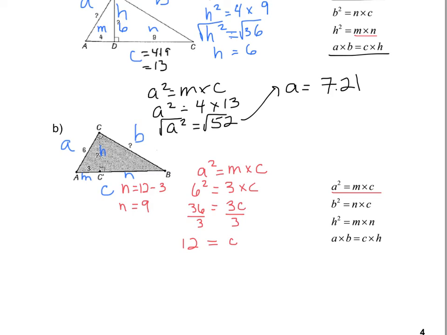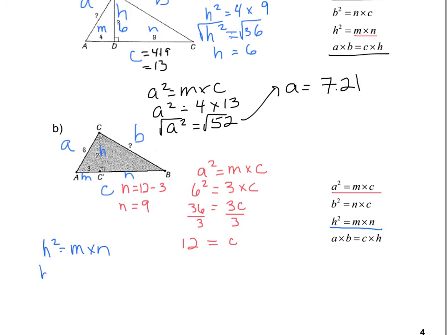Now I need to find the height. So to find the height, if I look at the formulas that contain the height, well, this one does. All I need is m and n, and I have both of those. So I'm going to use that to find the height. So height squared equals m times n. I'd like you to pause the video here and try to solve this, please.